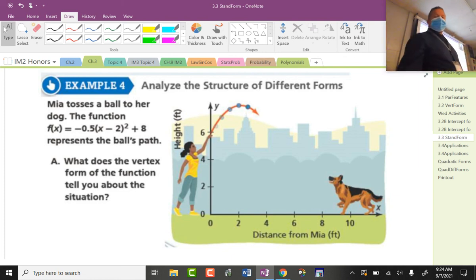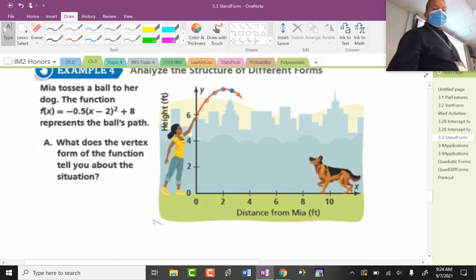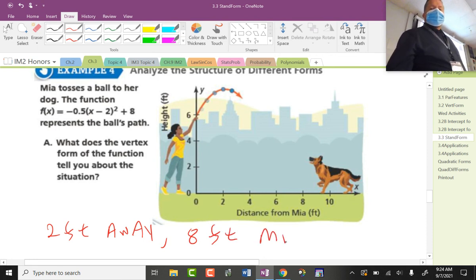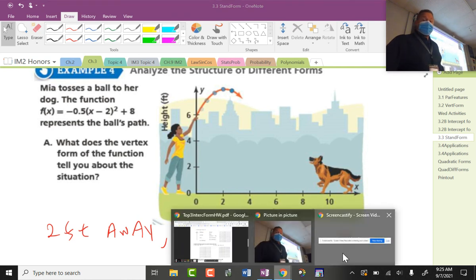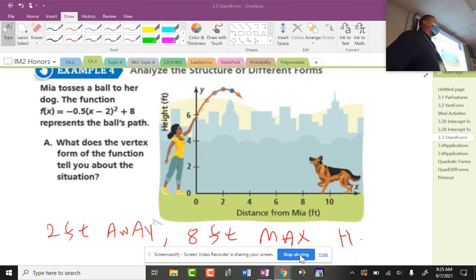So what this says for the vertex is when the ball is 2 feet away from her, it will reach a maximum height of 8 feet. Max height. That's not standard form. That's vertex form. Okay, so kind of a weird random word problem in the middle there just to analyze. And just think, because we're doing all standard form, there might be some vertex forms inserted in the homework.